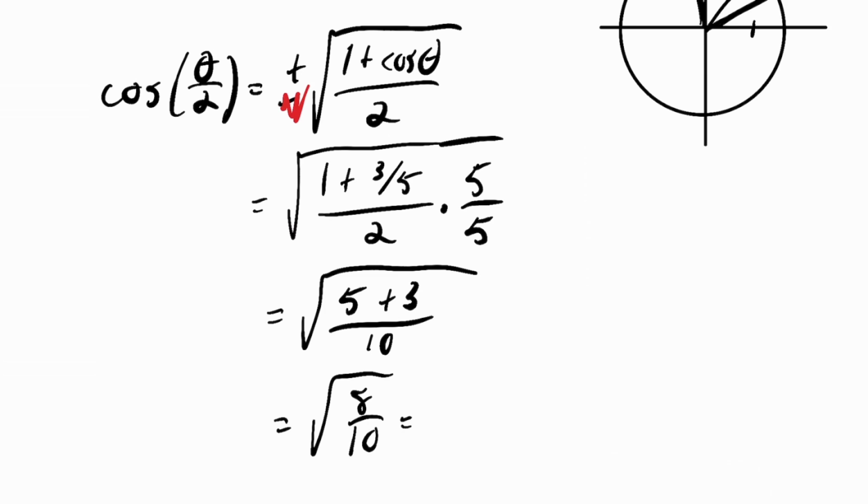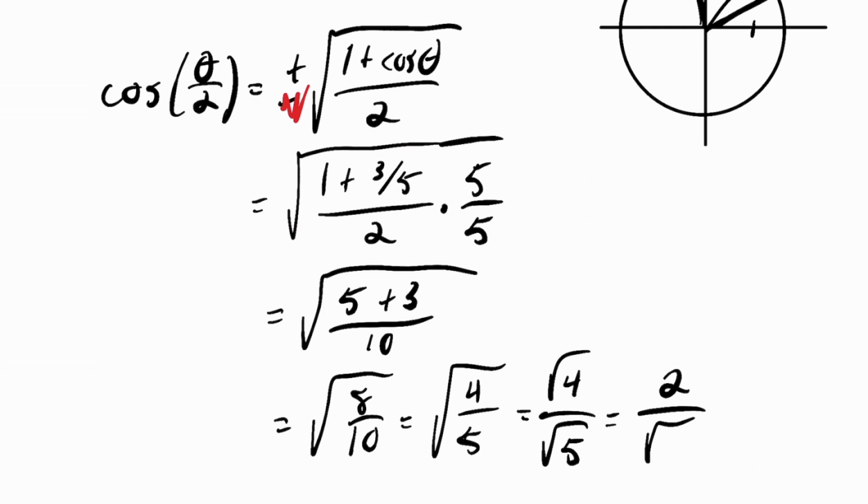Or if we want, the square root of 4 over 5. And we can take this a little bit further. This is root 4 over root 5. There we go, much nicer. So this is 2 over root 5. And that is the cosine of that half angle.